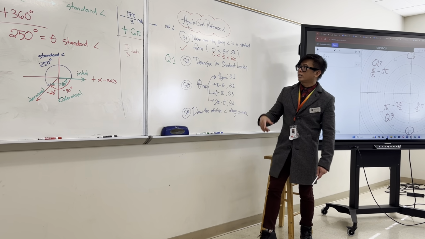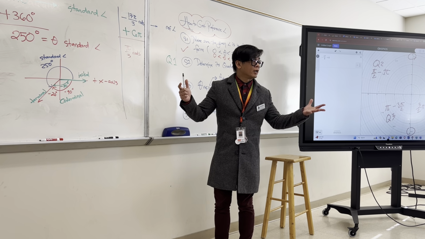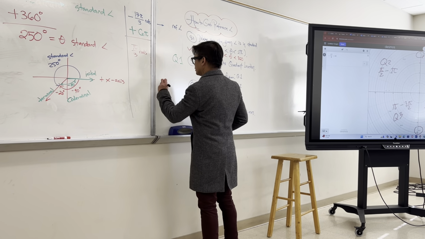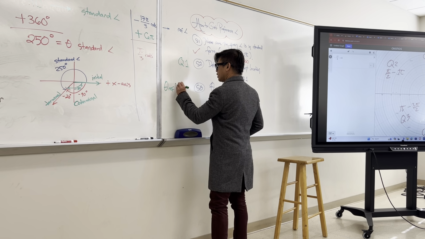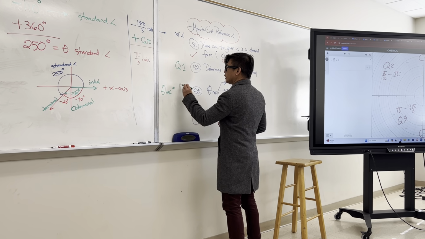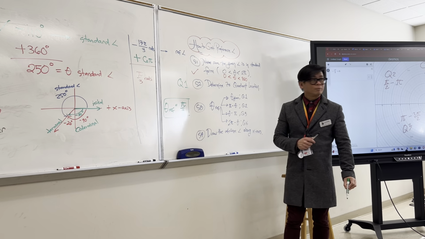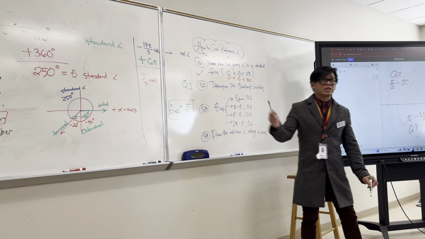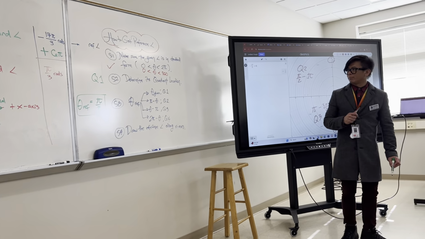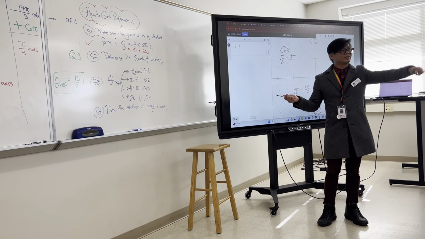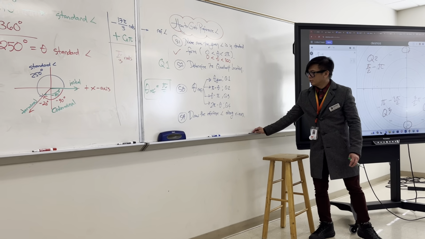Since this one is in quadrant 1, what do we do? Just copy it. Good. So the theta reference angle is equal to pi over 3 radians. Good. Step number 4, if we need to visualize how it looks like. Let's read that one in here. Draw the reference angle on the x-axis.